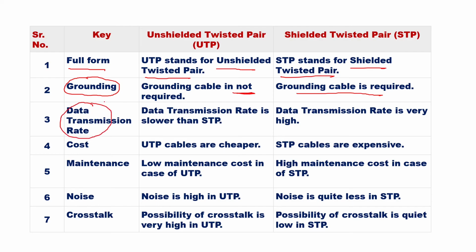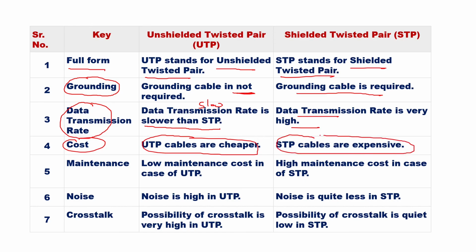Then what about the data transmission rate? Who is having faster, who is having slower bits per second? So here we can see the data transmission rate is slower in UTP than STP. UTP is having slow data as compared to STP, and STP will be having little higher data as compared to UTP. Then if you go to see the cost, UTP cables are cheaper and STP cables are expensive because that extra arrangement is there of the mesh, whatever you use to avoid the electromagnetic interference.